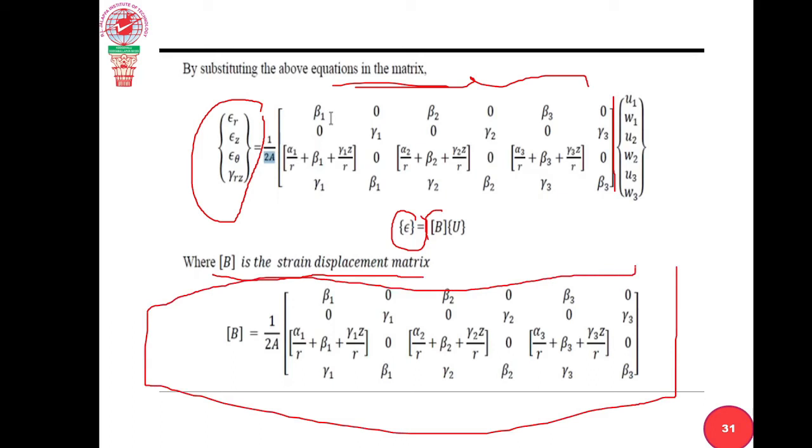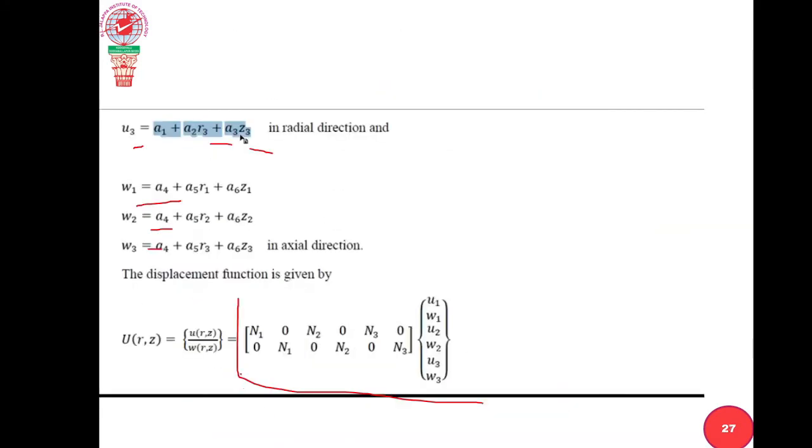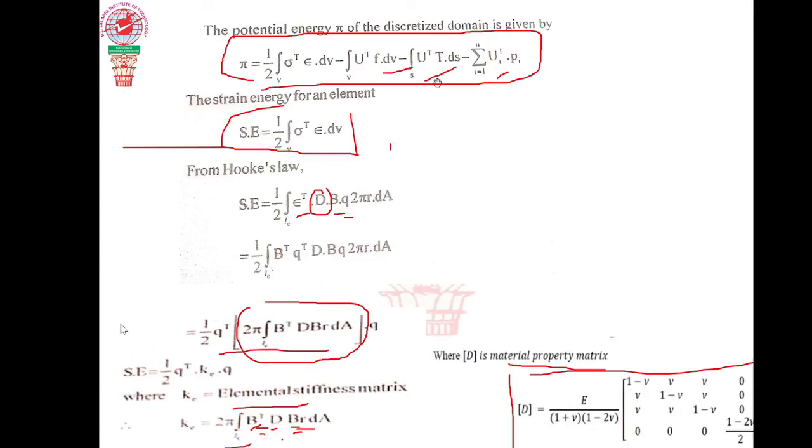Understood? And what is this called? Nodal displacement matrix. That is the U matrix, the global nodal displacement matrix. So finally we got B. But in order to derive the stiffness matrix, what is still required? B, and with B, what is there here?